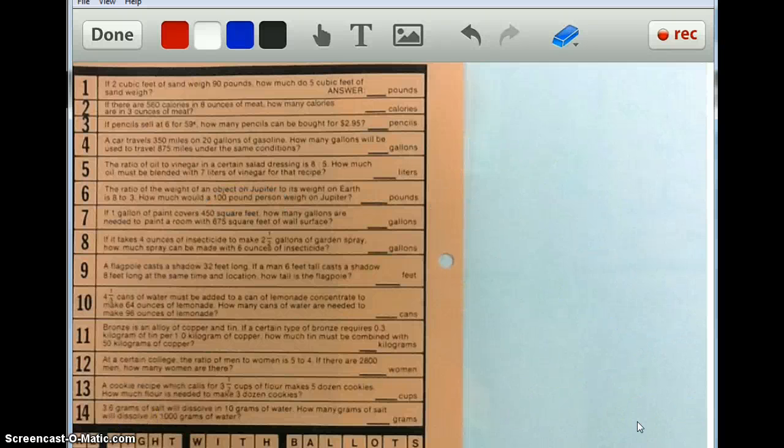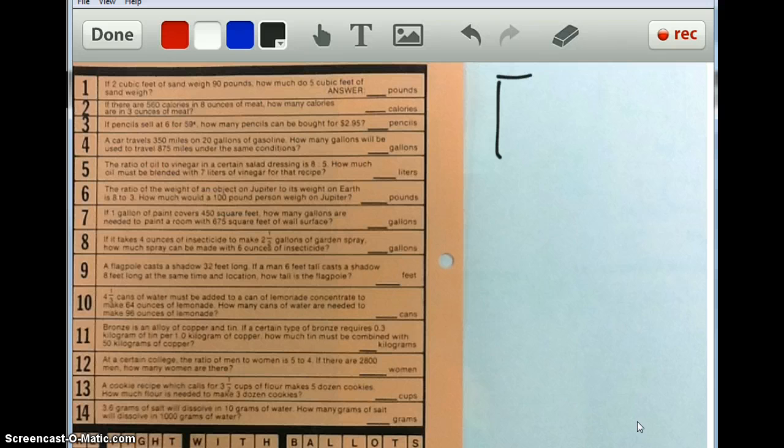So I want you to try 7 and 8 on your own. If you want to pause the video, you could do that, or if you just want to hop to number 9 with me, that's cool. I saw a lot of people using scratch paper, and that might be helpful too. Look at number 9. A flagpole casts a shadow of 32 feet long. If a man 6 feet tall casts a shadow of 8 feet long at the same time and location, how tall is the flagpole? So this one, several people said, but it's all feet, so I don't know what to do. Good point. So I'm going to draw a picture.